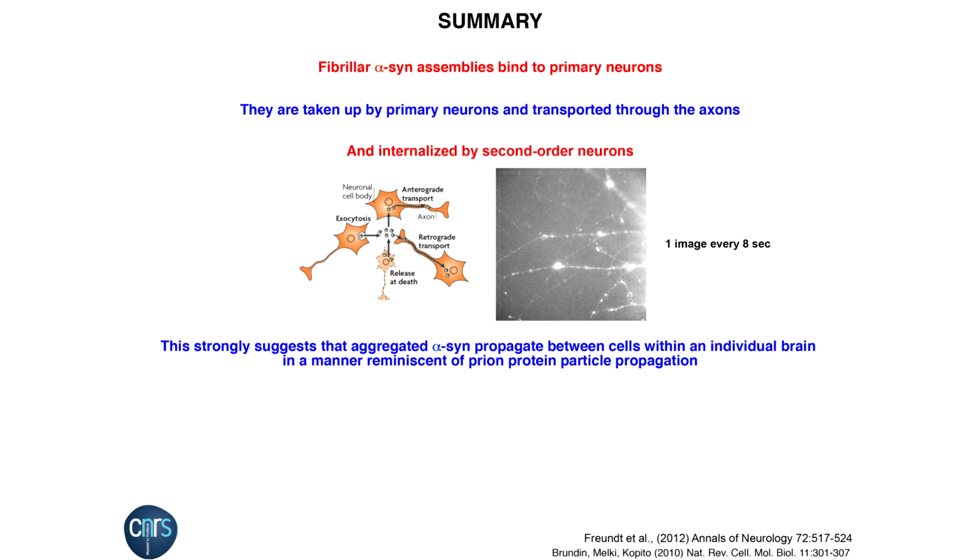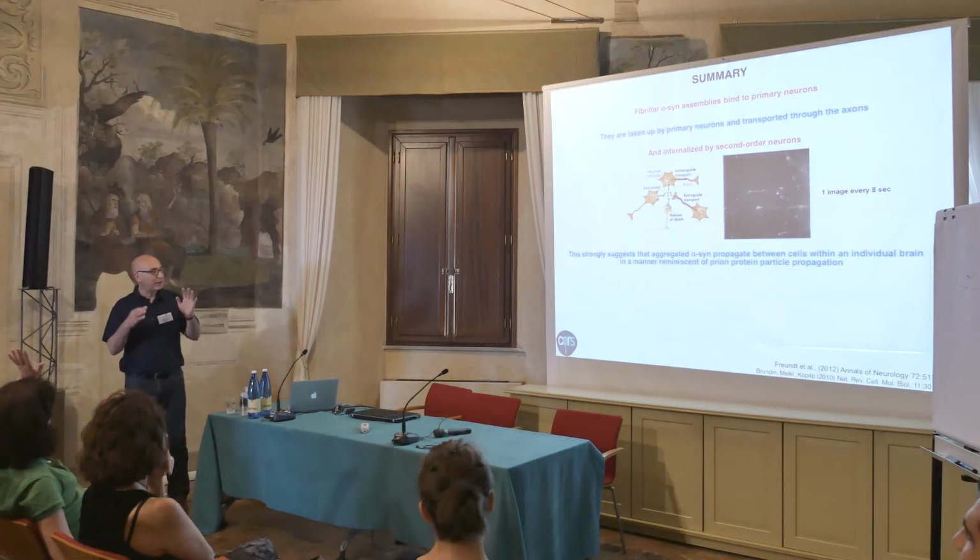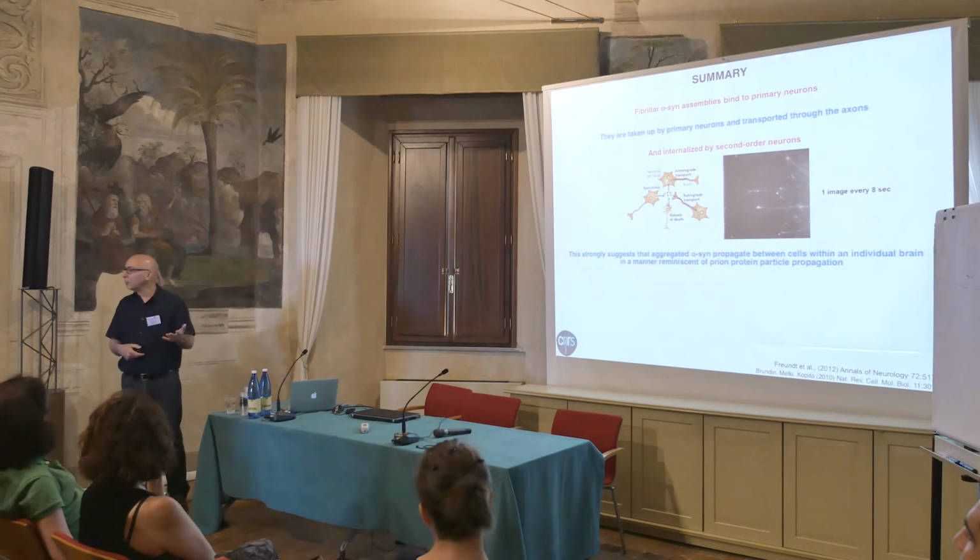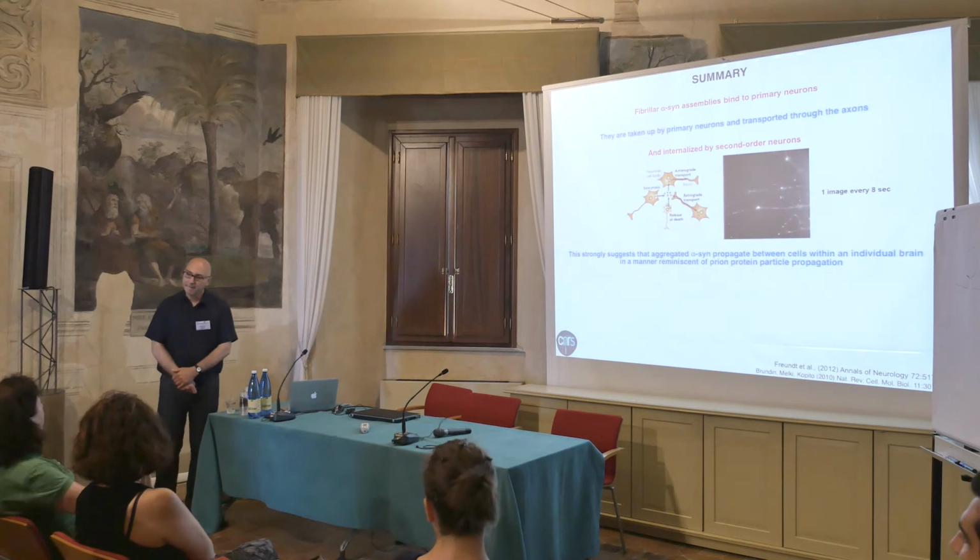And if you don't use these microfluidic devices, but just grow these neurons on a plate and look at them, it's fascinating. I mean, look how much they are trafficking between cells. You only see here the fluorescent exogenous aggregates. So this, to me, again, because I have a sort of simplistic way of thinking, suggests that these aggregates are propagating as prions do. Yes.